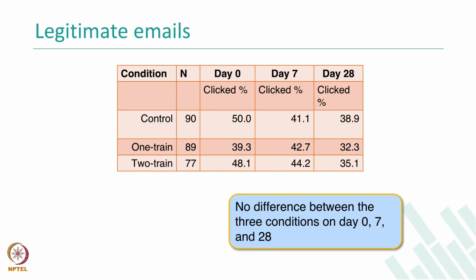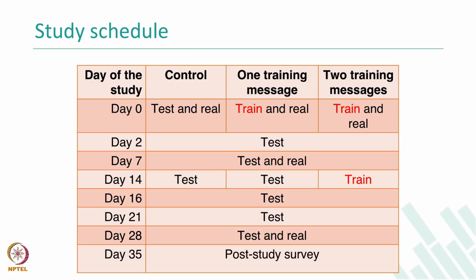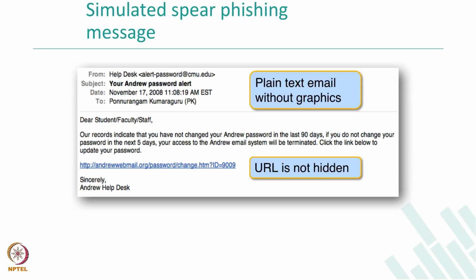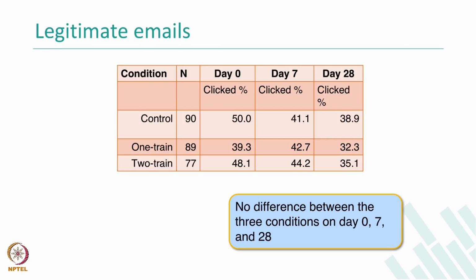If you look here, the reals are on day 0, for all 3 conditions. And then there is a real on day 7 to all 3 conditions, right? These are the emails that we have analyzed in this table. If you look at this, there is no difference in the control group, right? So no difference between the three conditions on day 0, day 7 or day 28, which is 50, 41 and 38, there's no difference. 39, 42 and 32, there's no difference. 48, 41 and 50, 35 is no difference.